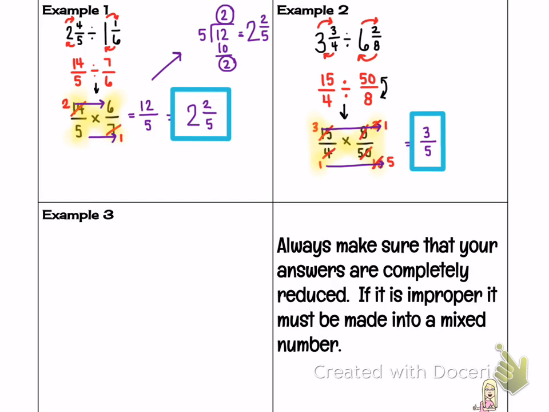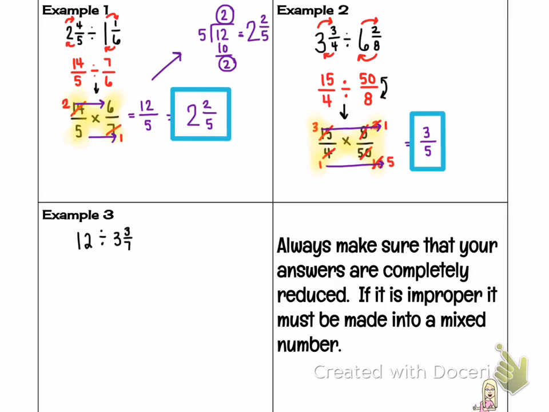When you look back at the original problem, 3 3/4 divided by 6 2/8, you are trying to figure out how many times 6 2/8 goes into 3 3/4. Well, it's less than 1 because the number is bigger. So it should make sense that your answer turns out that way. All right, one more example, and then you can get started on your homework.